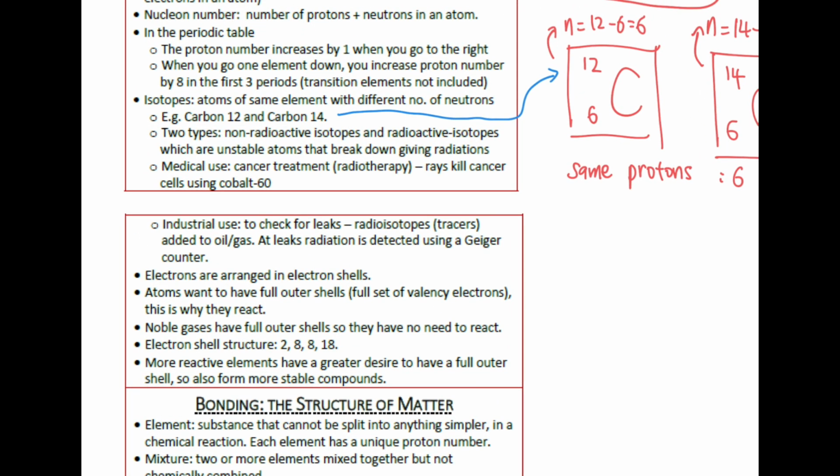Cobalt 60 is radioactive. It has unstable atoms, an unstable nucleus. It gives out radiation. So the radiation is used to kill the cancer cells in the cancer patient, and we call it radiotherapy. So the rays kill cancer cells. Another application in industry is that we use it to check for leaks. So let's say a water pipe is leaking, you can use it to check.